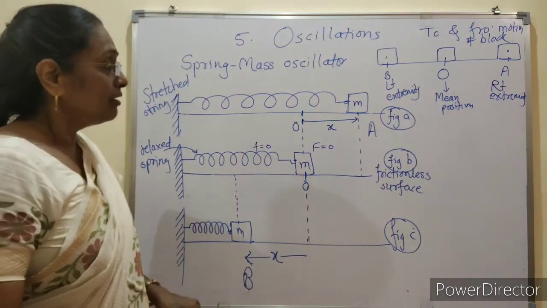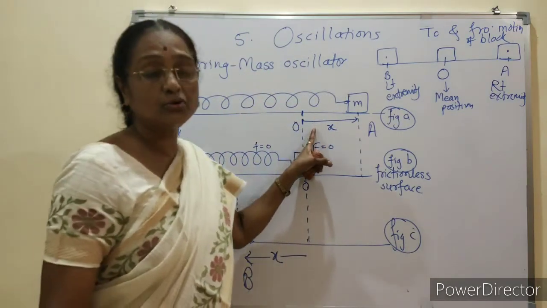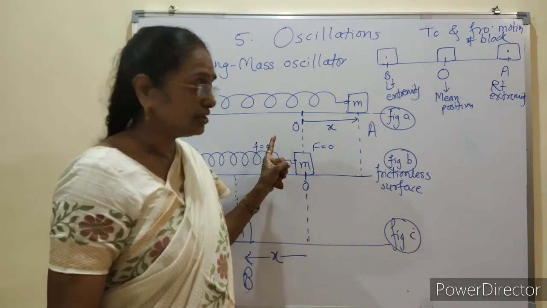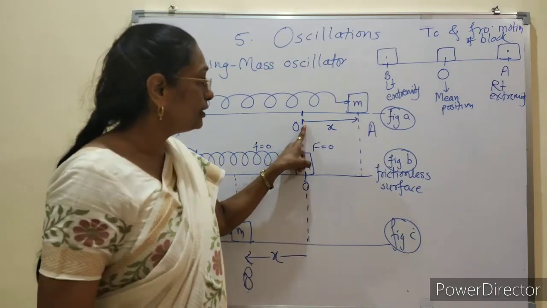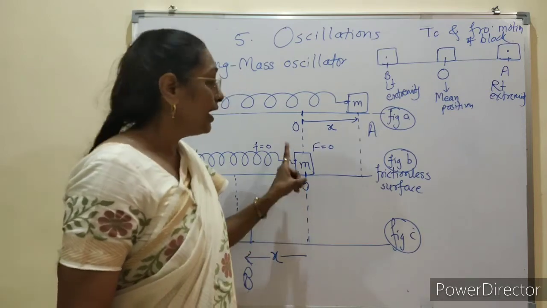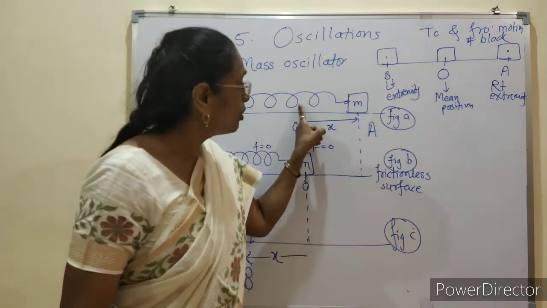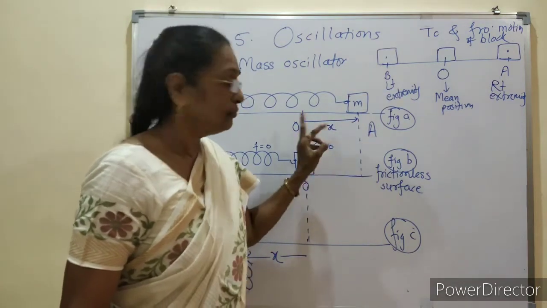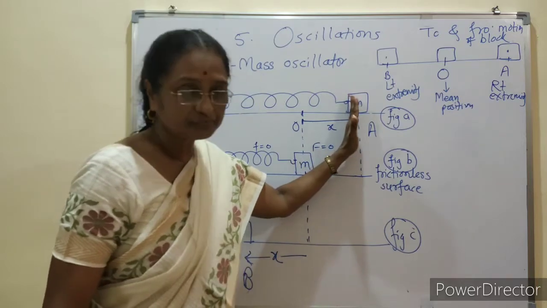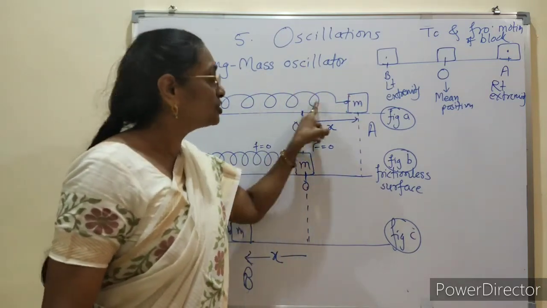Now here we have to consider its cause, why the oscillation occurs here. If we show the block at position O and then the spring is stretched, the block moves to A, and we know its displacement is X from the mean position here.